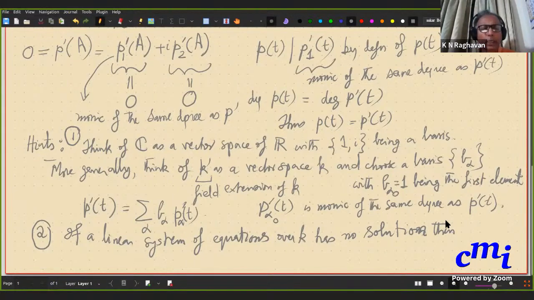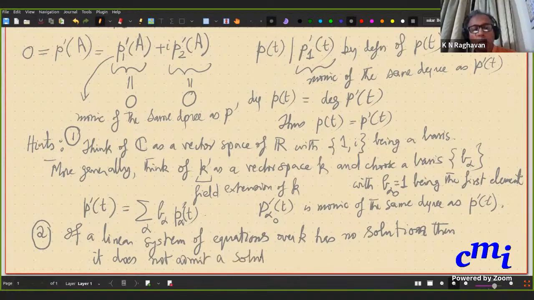then, okay, I think I made a small mistake. No, it's okay. If a linear system of equations has no solution, then it does not admit a solution over any extension field of K. This is a very important fact.